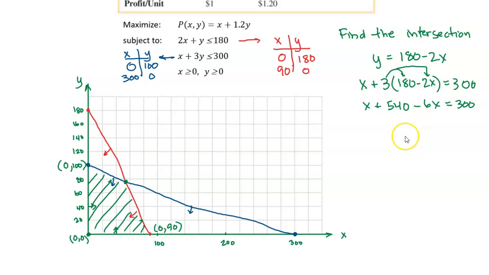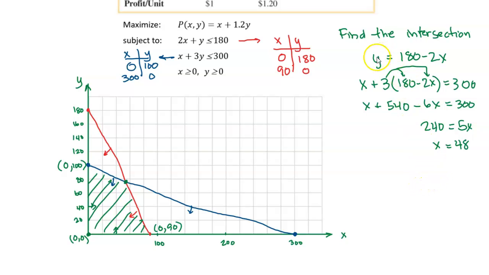All right, now let's see. I know that x minus 6x is minus 5x. I'm actually going to add 5x to both sides. That gets rid of the x's on the left, and I'm going to subtract 300. So I get 5x is equal to 240. If I divide both sides by 5, I get x is equal to 48. That gives me the x value of that intersection.